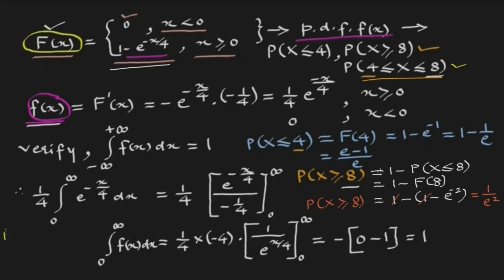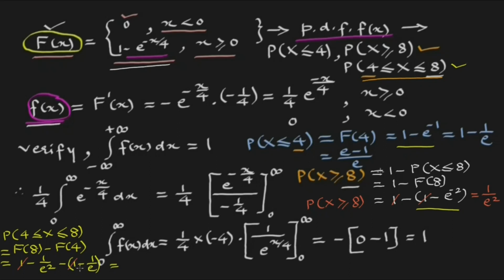Next we find the probability for x lying between 4 and 8, which is F(8) minus F(4). F(8) is 1 minus e raised to minus 2, that is 1 minus 1 upon e square, minus F(4), which is 1 minus e raised to minus 1, that is 1 minus 1 upon e. Here 1 minus 1 is 0, and minus into minus is plus, giving 1 upon e minus 1 upon e square. So this is the probability when x lies between 4 and 8: 1 upon e minus 1 upon e square.